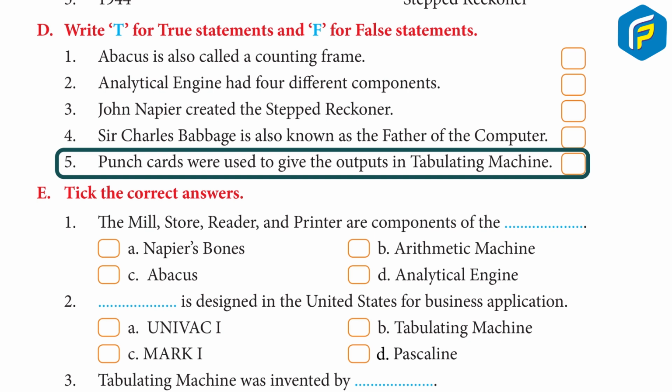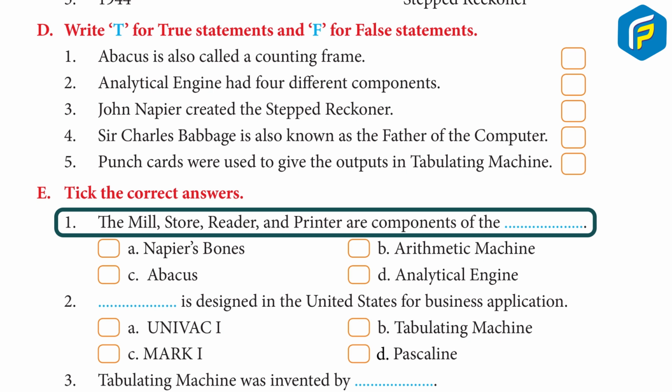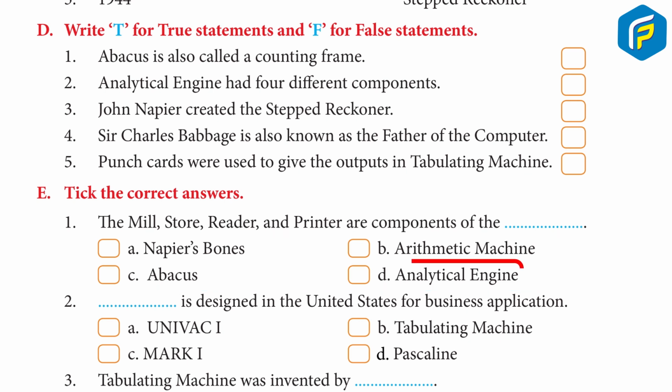5. Punch cards were used to give the outputs in tabulating machine. Answer: false. E. Choose the correct answer. 1. The mill, store, reader and printer are components of the dash. A. Napier's bone. B. Arithmetic machine. C. Abacus. D. Analytical engine. Answer: D. Analytical engine.